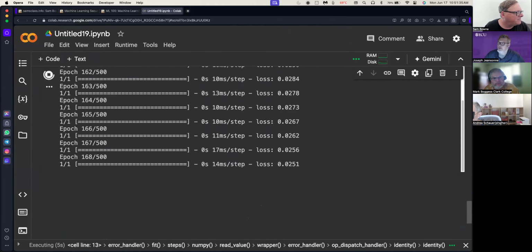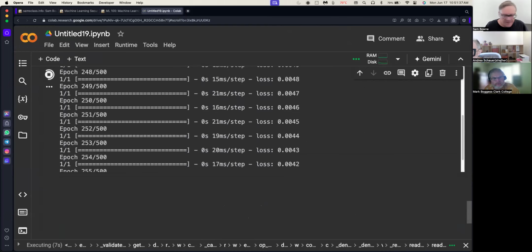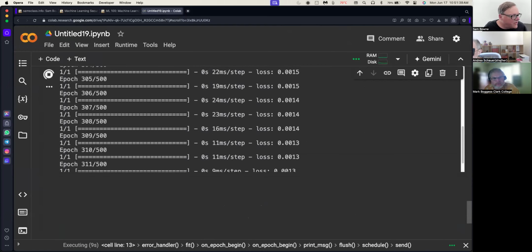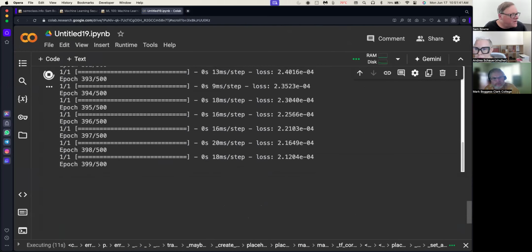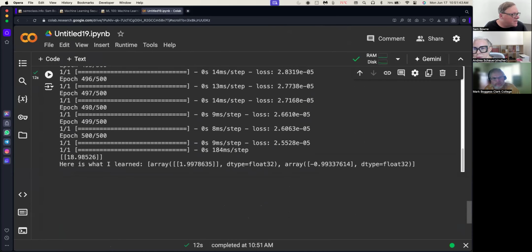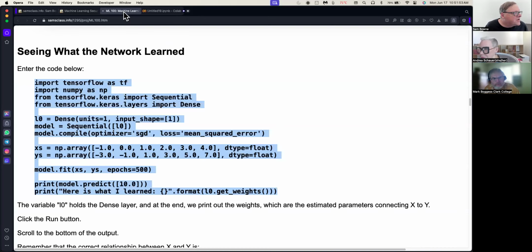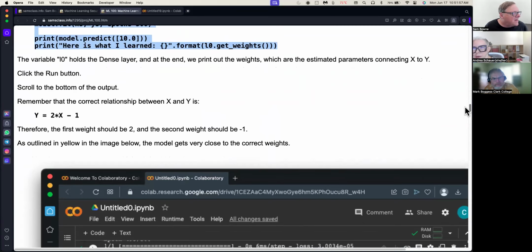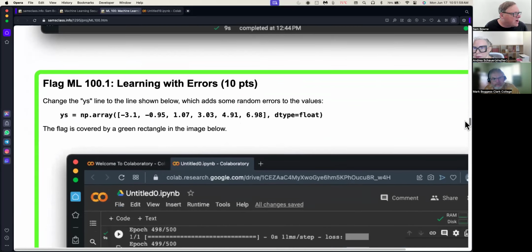There it goes. And of course, for this simple task with only a few points, it doesn't take very long to do any of this. So here's what it learned. This number is almost 2, and this number is almost -1. So you can see it's within 1% of the right answer in the slope and the intercept. So that's machine learning. It has learned a pattern without me programming in that formula, 2x minus 1.